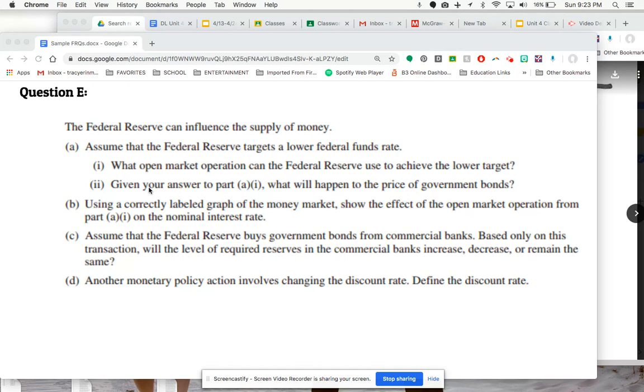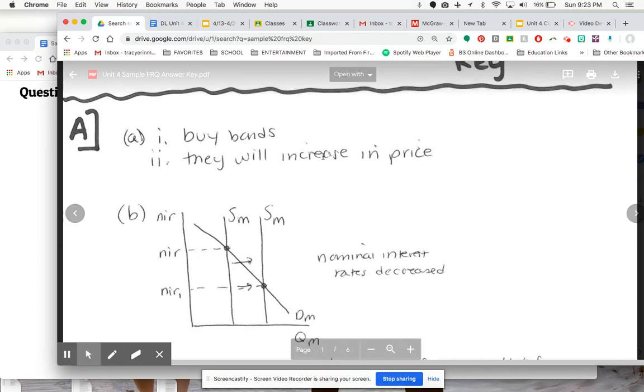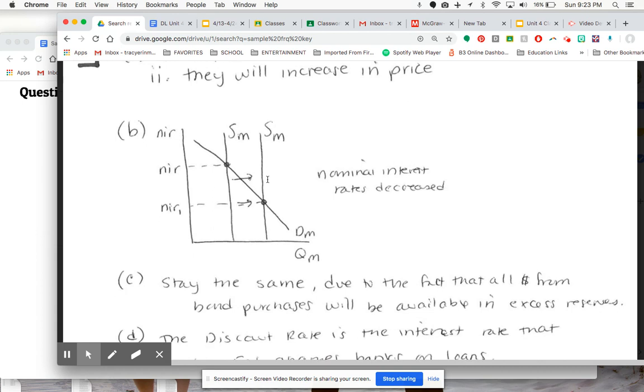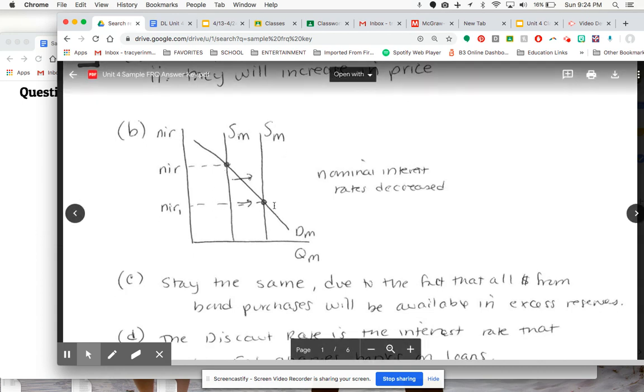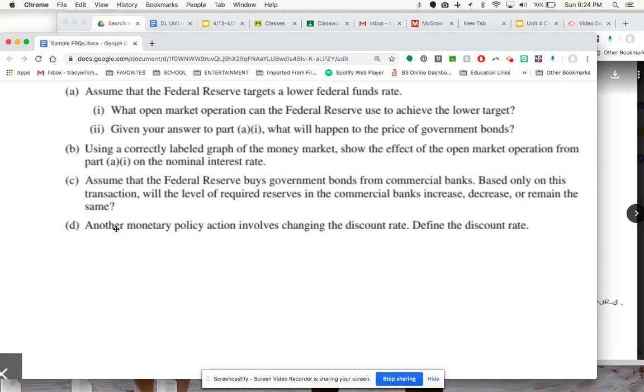of bonds will increase. For part B, we're supposed to graph what we just did in part A. So we should have a money market graph with the supply of money shifting to the right. So let me just show you this. So part A, buy bonds, they will increase in price. And then in the next piece, we have a money market graph with the supply of money shifting to the right.